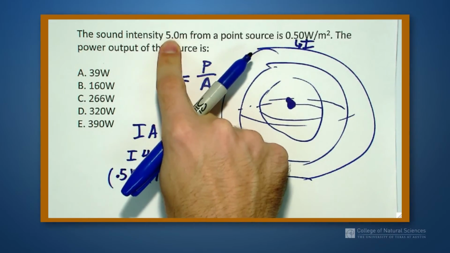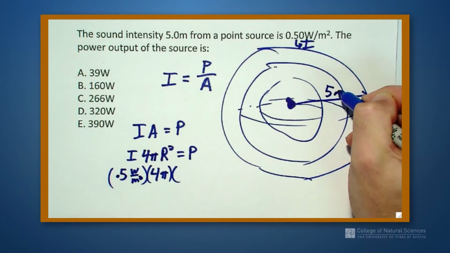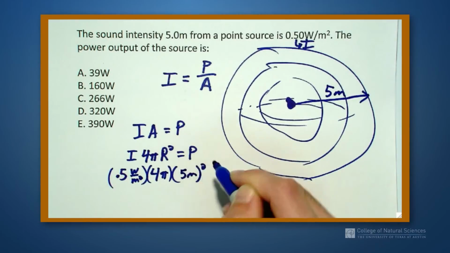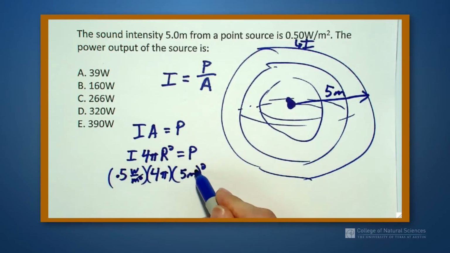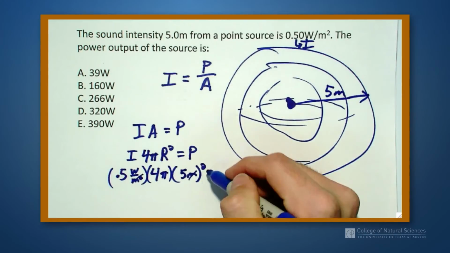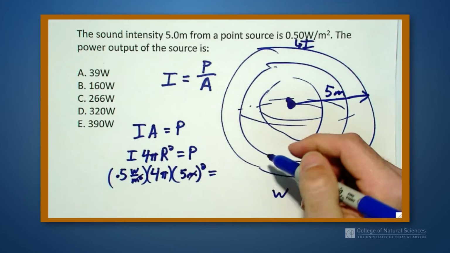times, the source is 5 meters away. So my distance to the source is 5 meters. So this is going to be 5 meters squared. And if I see my units, they'll cancel: I got the squared meters and the squared 1 over meters. So this is going to be units of watts at the end.